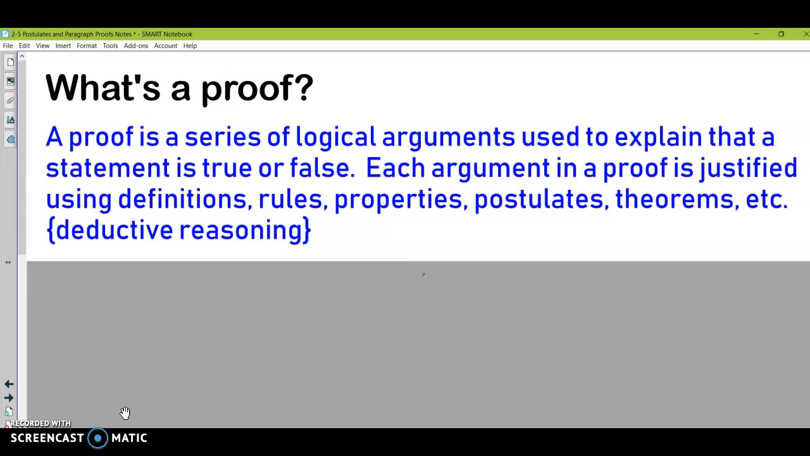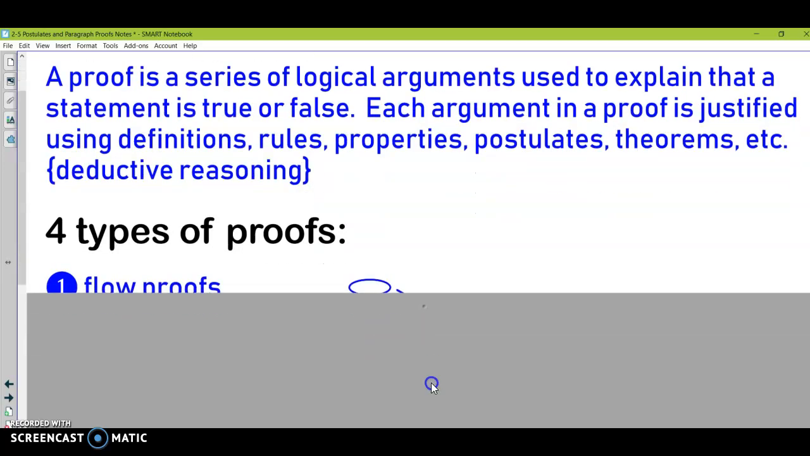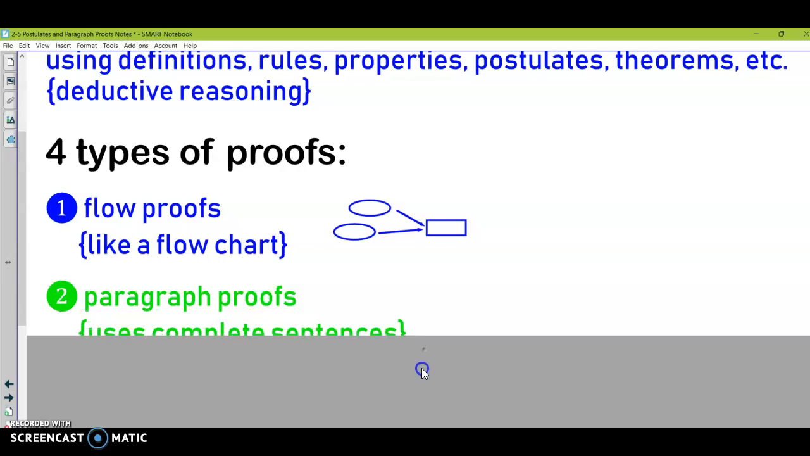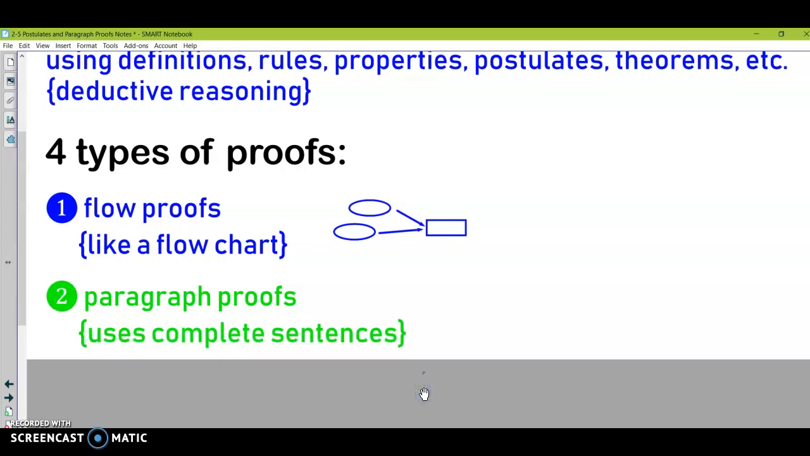Every single argument that you make in a proof has to be justified using that deductive reasoning that we've been talking about. So we're using the rules, the postulates, the properties, the theorems, the definitions to create and justify our logical argument. There are four main types of proofs that we will look at this semester. The first one is a flow proof. A flow proof works like a flow chart where you have multiple statements coming together to create a new idea or a new statement that we're justifying with those rules and postulates.